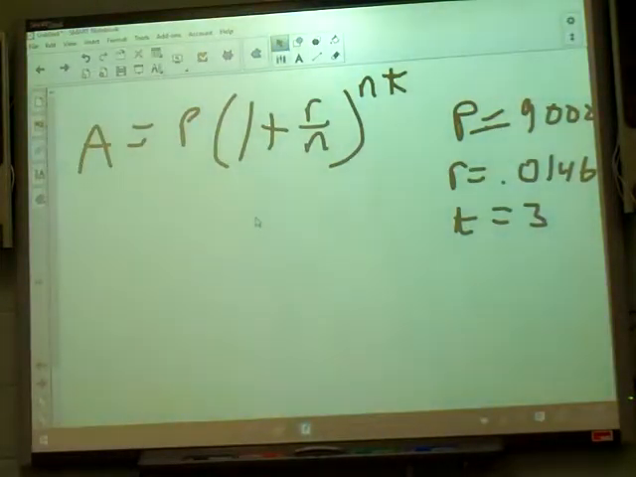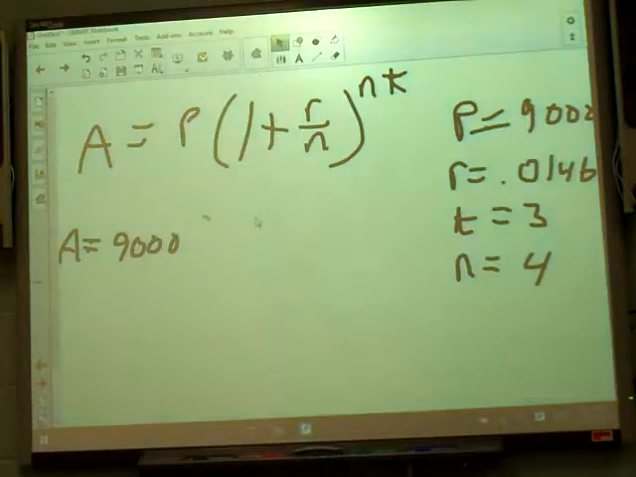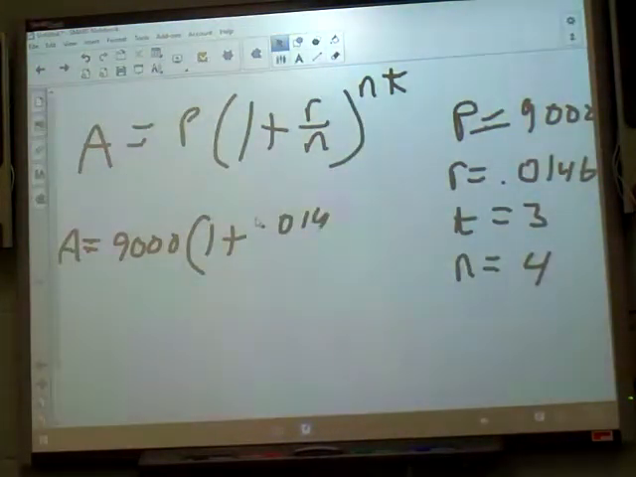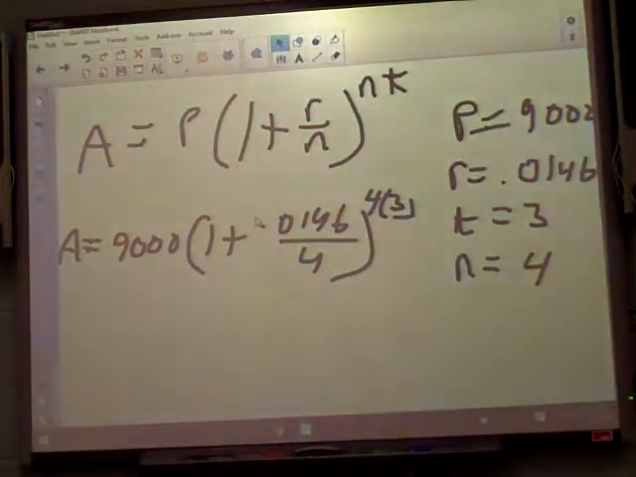If the interest is compounded quarterly, compounded quarterly means your N is 4. Quarterly means 4 times a year. So now this just becomes a calculator problem. You've got A equals 9,000 times 1 plus 0.0146 divided by 4, to the 4 times 3 power. Just type that in your calculator.